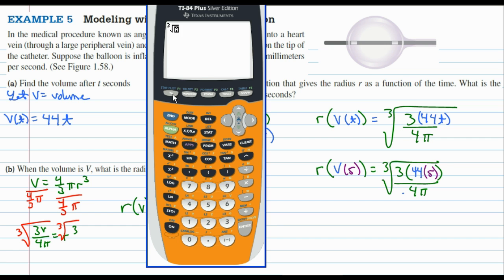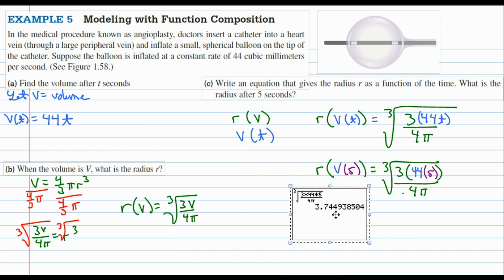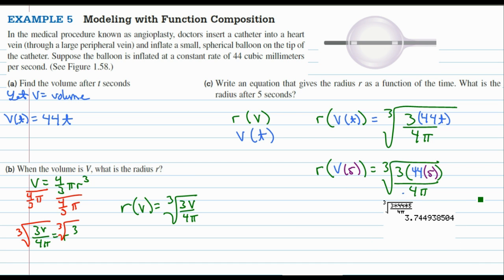Cube root of, now I want a fraction, so alpha y equals, I want numerator denominator. In the numerator I have 3 times 44 times 5. In the denominator I have 4 pi. Hit enter. And that's what I get. The radius after 5 seconds is 3.74 millimeters long.